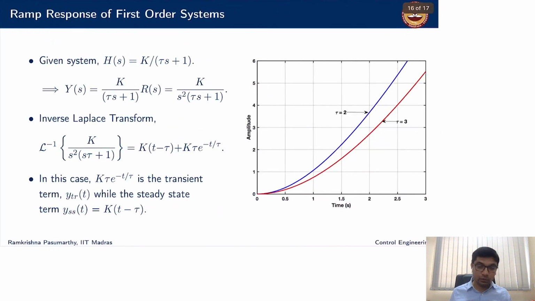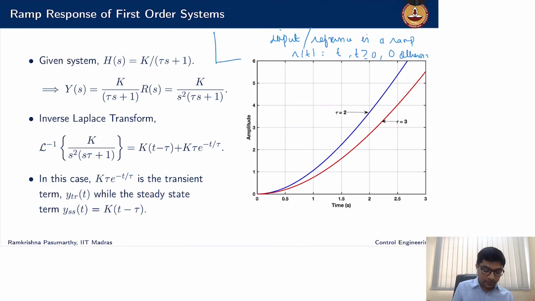Okay, so what if my input, or the reference, is a ramp? A ramp is a signal where r of t is t for t greater than or equal to 0, and 0 otherwise. Right, so if you remember, it just has a form like this. This is my r of t with time. It's just an increasing curve of slope 1.